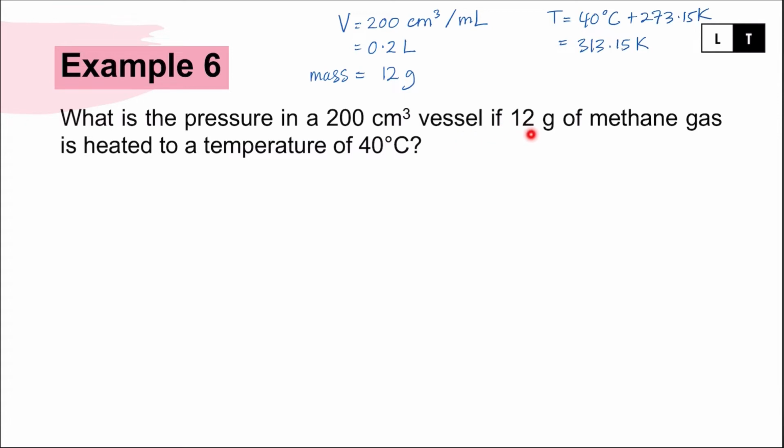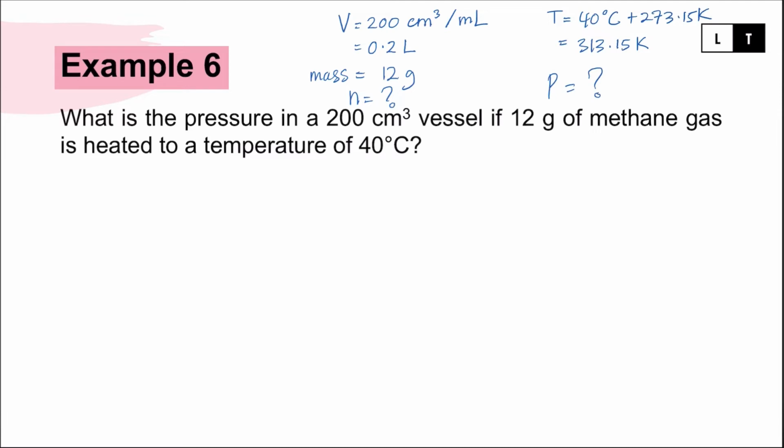And then the next one, I have 12 gram of methane gas. So bila 12 gram, you got the mass of the gas. So of course, you can calculate the number of mole. And then the rest of the question said that it is heated to a temperature of 40 degrees Celsius. I will convert the units into Kelvin. So you will have 313.15 Kelvin. Dan apa yang kita nak cari dalam soalan example 6 ni, kita nak cari pressure.